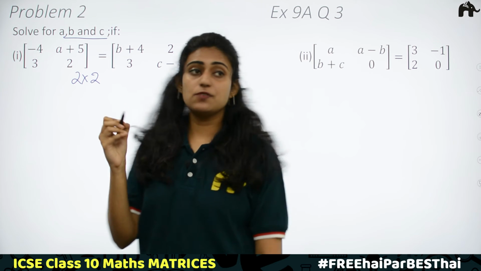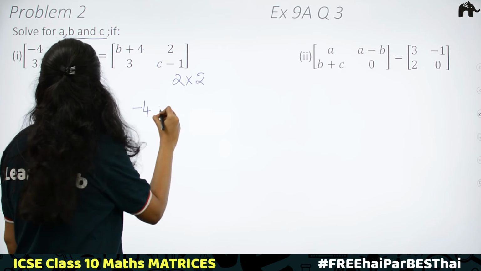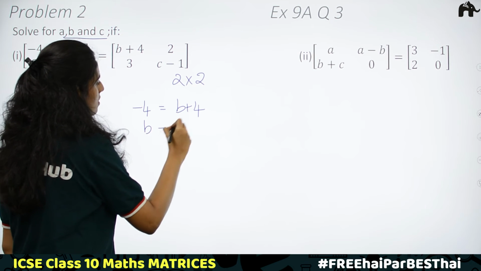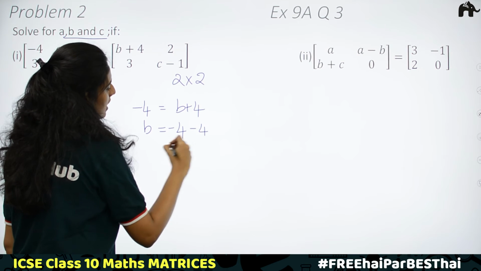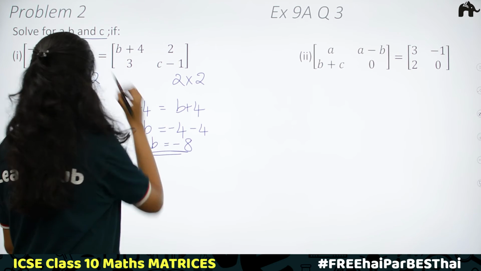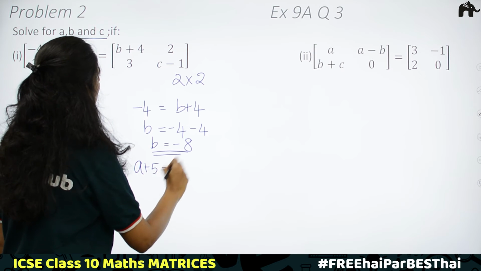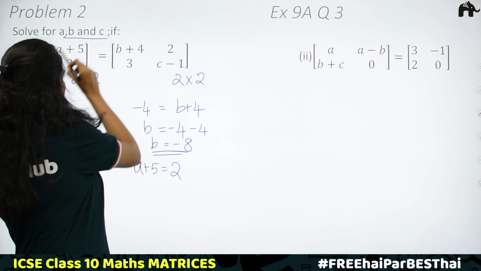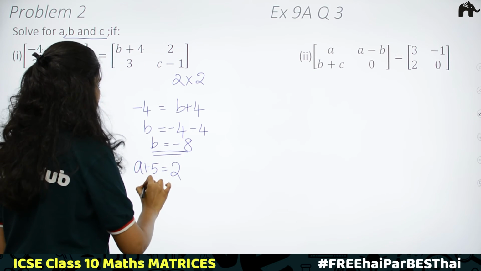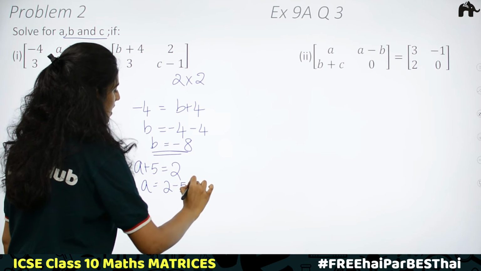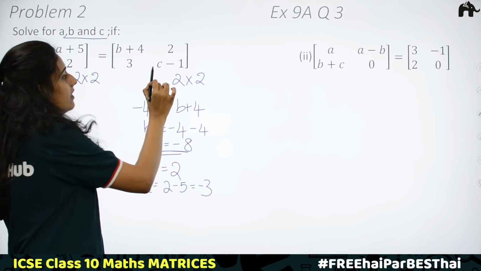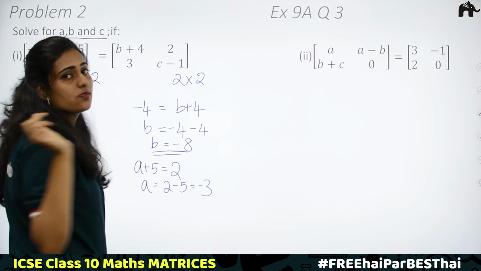Minus 4 is equal to B plus 4. Then what is B? B will be equal to minus 4 minus 4, that is minus 8. We got the value of B is equal to minus 8. Next, A plus 5 is equal to 2. Here we have the second element in this matrix. A plus 5 is equal to 2 means A will be equal to 2 minus 5, that is equal to minus 3. Now to find C, here we have 2, here we have C minus 1. 2 and C minus 1 are equal.